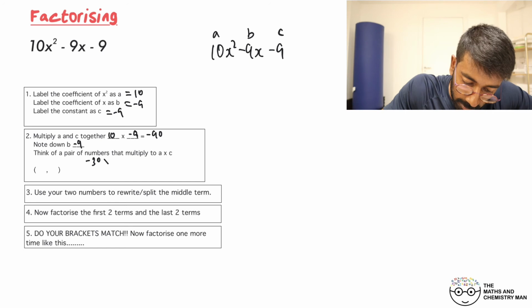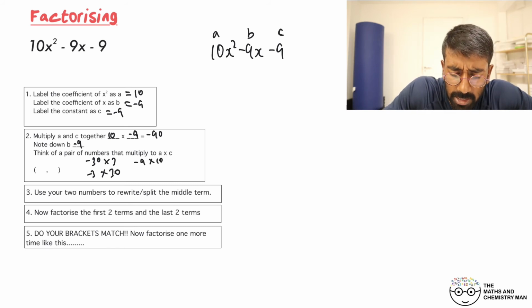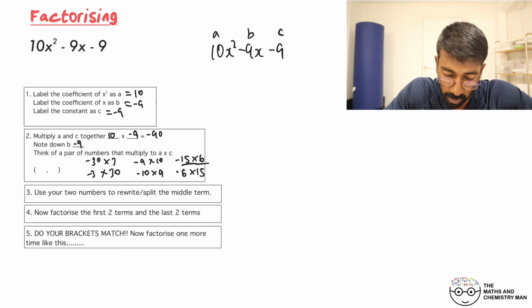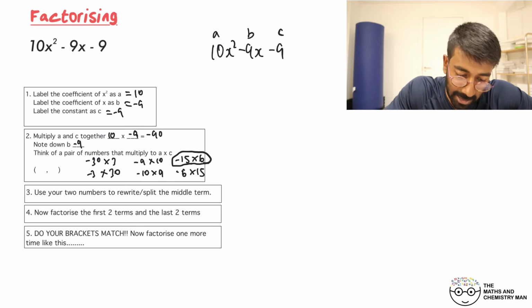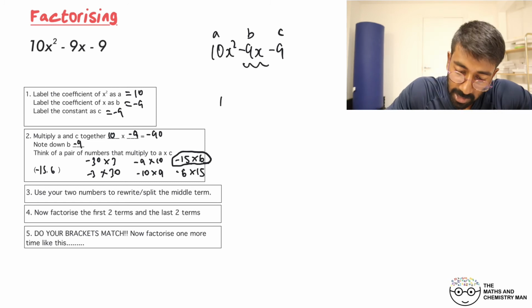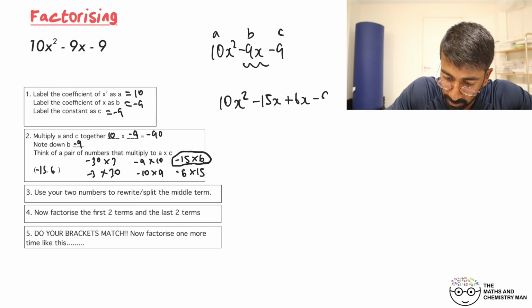So we've got to think of numbers now that times to minus 90. So that's going to be, well, minus 30 and 3. Or we'll go minus 3 times by 30. Anything else? We could go minus 9 and 10, or minus 10 and 9. Still not any of the ones that we need. I think it's going to be 15 and 6. So minus 15 times by 6, or minus 6 times 15. Now, which one of those is going to give us minus 9? Well, that one there with the minus 15 and 6. So minus 15 and 6. Great. What do we do with this? Rewrite our middle term. So we've got 10x squared minus 15x plus 6x minus 9.